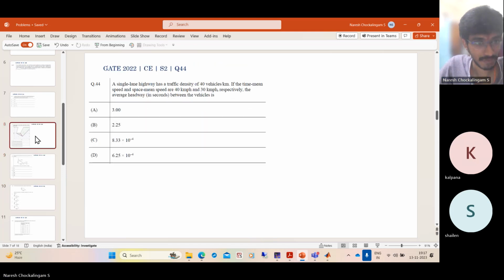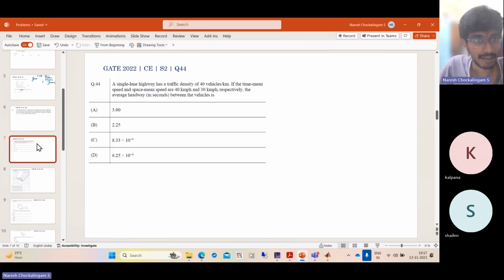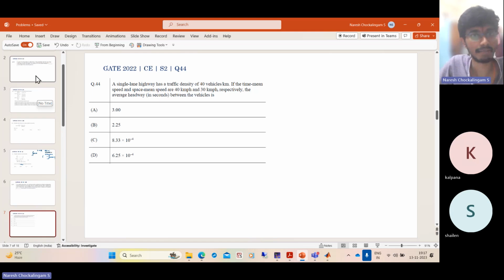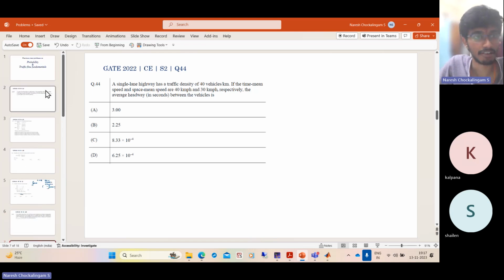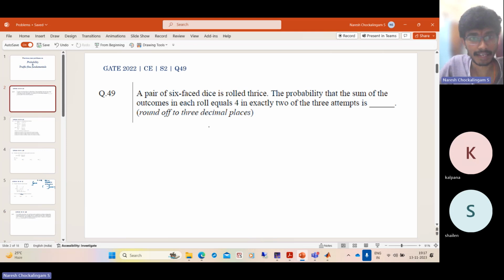So it's good to spend some time looking at the concepts for those questions. Let us start with this one. A pair of six-faced dice is rolled thrice. What is the probability that the sum of the outcomes in each roll equals 4 in exactly 2 of the 3 attempts?